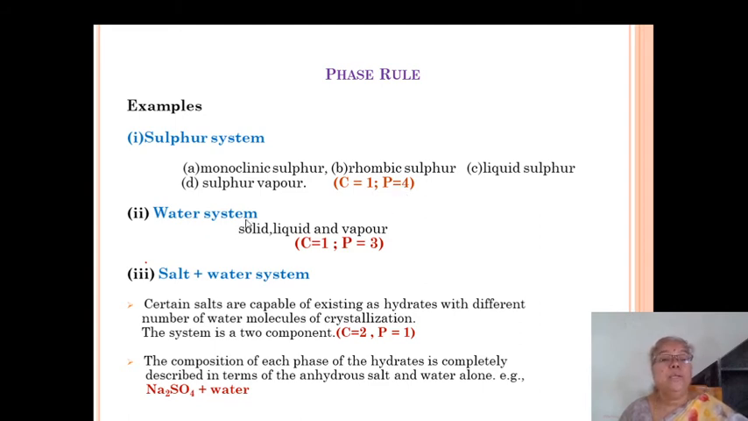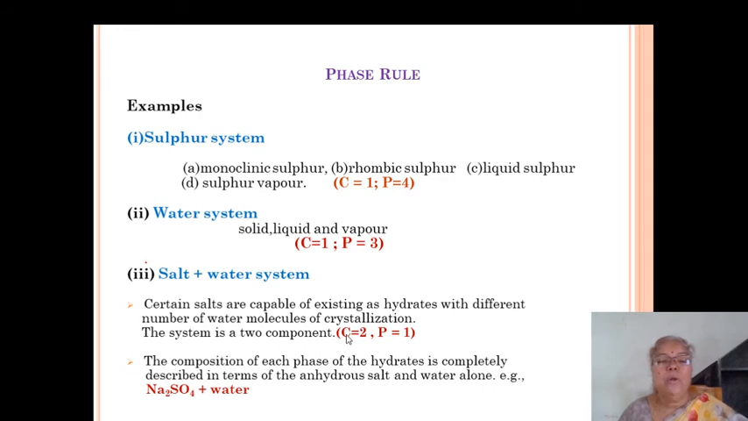Then the water system: it consists of a single component, component number 1, and the number of phases is 3. Another example is the salt and water system, which means a two component system. Certain salts are capable of existing as hydrates with different numbers of water molecules of crystallization. For such a salt water system, these are two component systems.